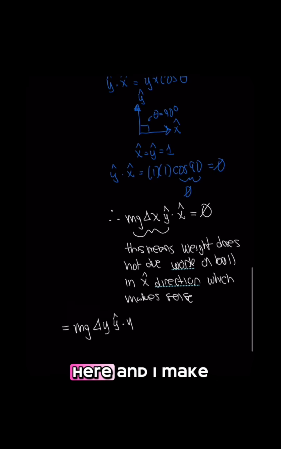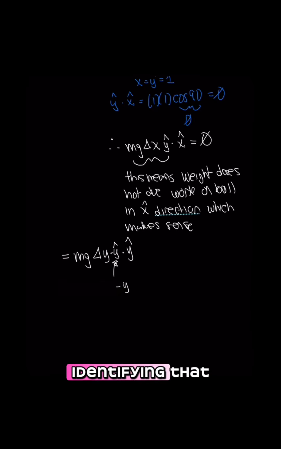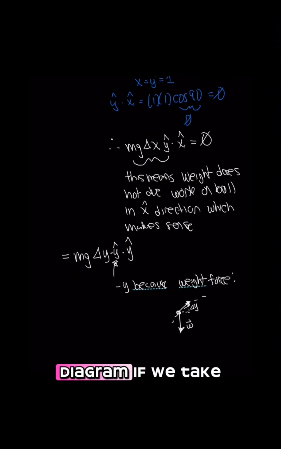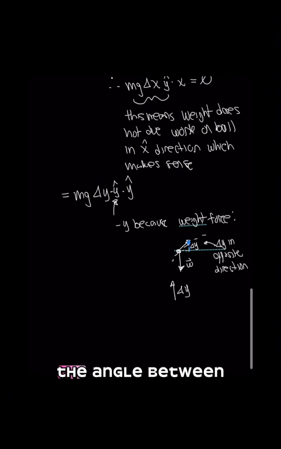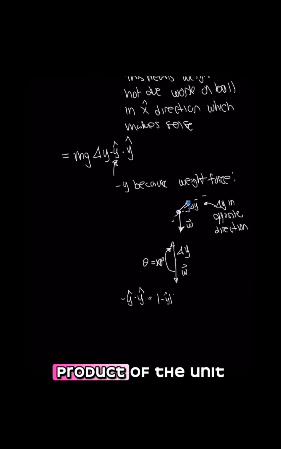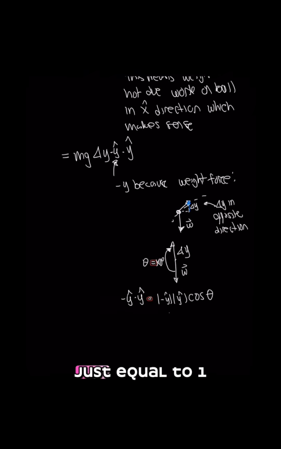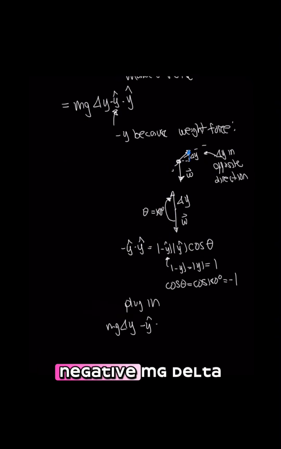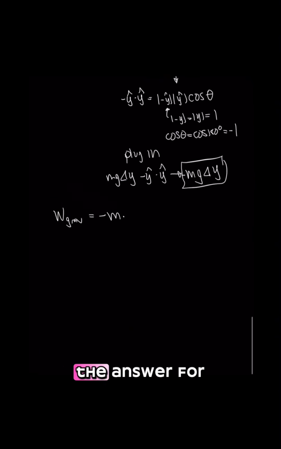We're left with this term here, and I make the correction identifying that the weight force is in the negative y hat direction as seen by this diagram. The angle between negative y hat and y hat is 180 degrees. So if we take the dot product of the unit vectors, the magnitudes are just equal to 1, and then cos 180 degrees is equal to negative 1. So we just get negative mg delta y for the answer for that.